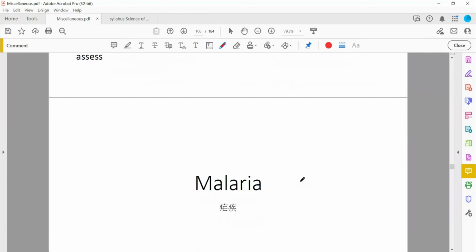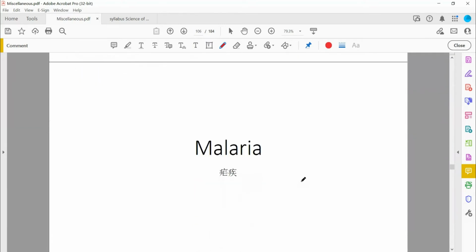Okay, so next one, we'll talk about malaria. Still malaria, here we do not have many malaria cases. Yeah, so in Western medicine, that's because it's the mosquito, right? The mosquito spreads this disease.